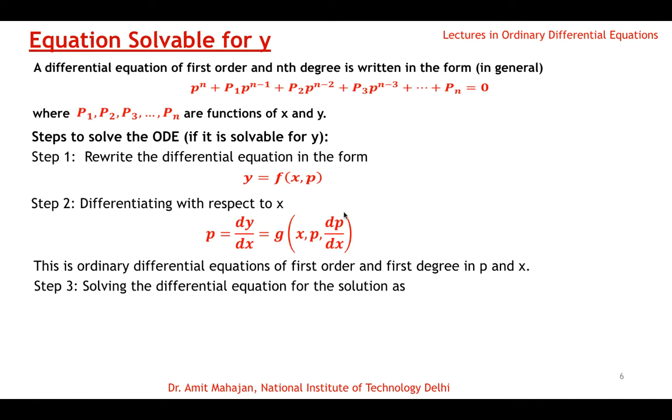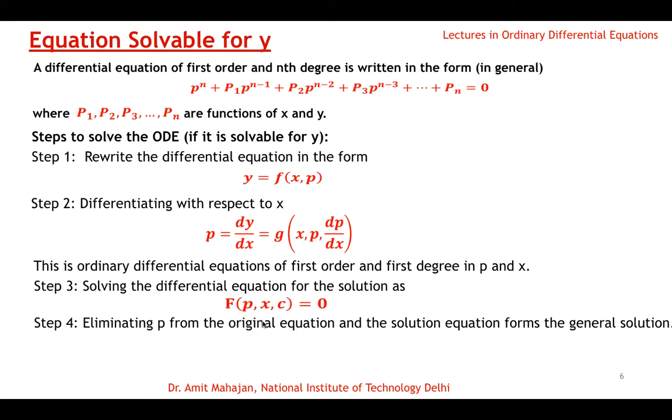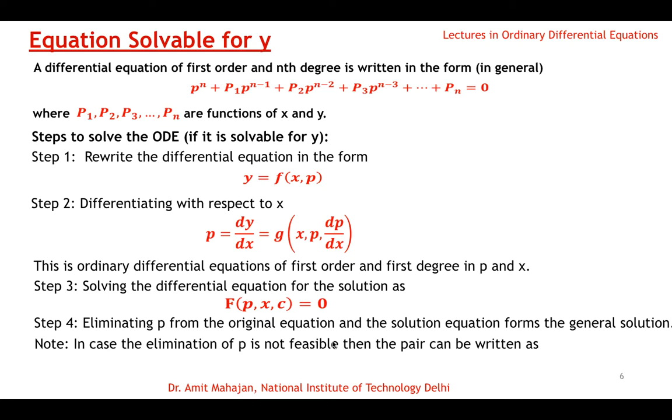So the solution will be some function of p, x and a constant. Okay, and then we can eliminate p from this equation and the original equation. If we eliminate p from the original equation and this solution, then that forms the general solution. Okay, and in case the elimination of p is not feasible, then the pair can be written as a solution. We calculate x as a function of p and c from here and y as a function of p and c from here, and that will be a solution. Okay, so this pair can be treated as a solution to the differential equation.